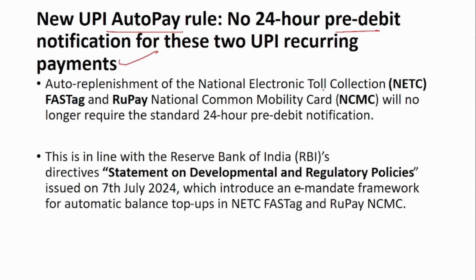option for the NCMC, that is the National Common Mobility Card, and the FASTag. Now, we know that the NCMC card is mostly used in metro kind of public transport, and FASTag has been introduced by the NPCI. It is used for toll collection. While crossing the tolls, you can pay the toll money using this FASTag. So what is this auto replenishment?